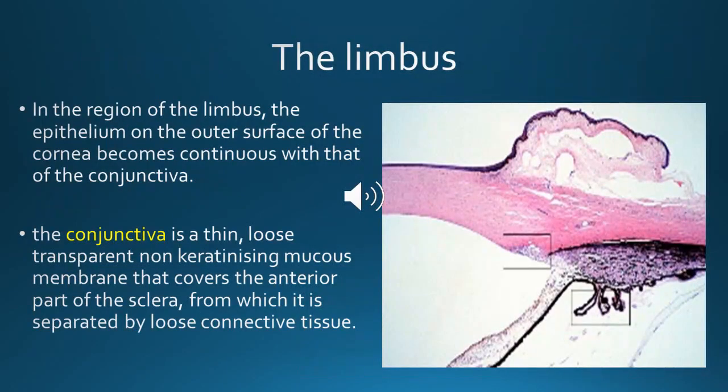The limbus is a transition zone between the clear cornea and the opaque sclera. The conjunctiva starts at the limbus, and it starts to cover the anterior part of the sclera and provides blood supply to the underlying sclera.